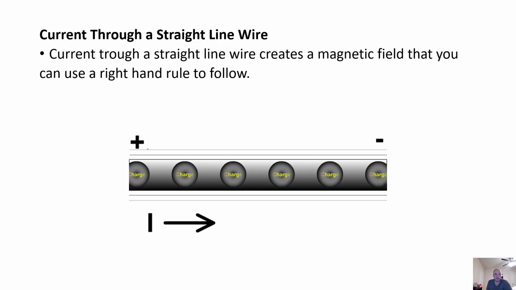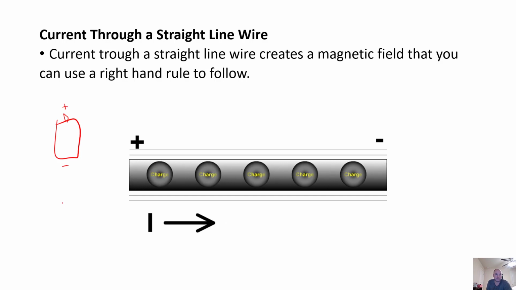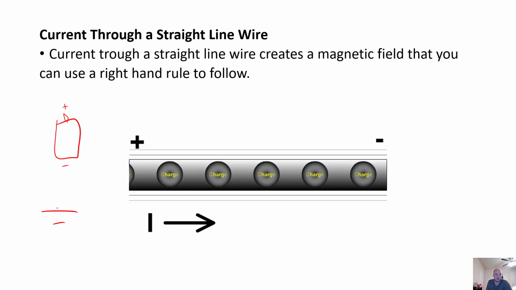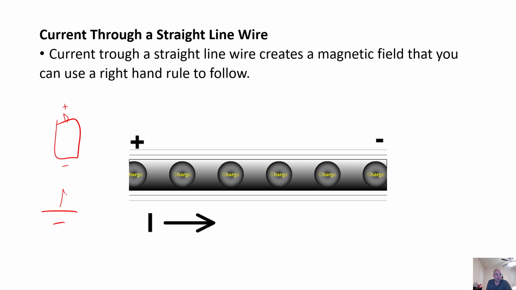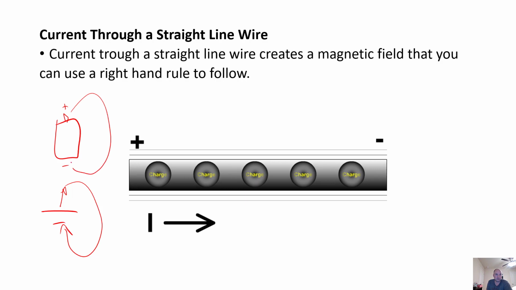So, current through a straight line. Just a reminder, if we had a battery, we have the positive terminal of the battery and the negative terminal of the battery, or if we drew it in a previous lesson, we had this going on right here. And current's always going to flow from positive to the negative.